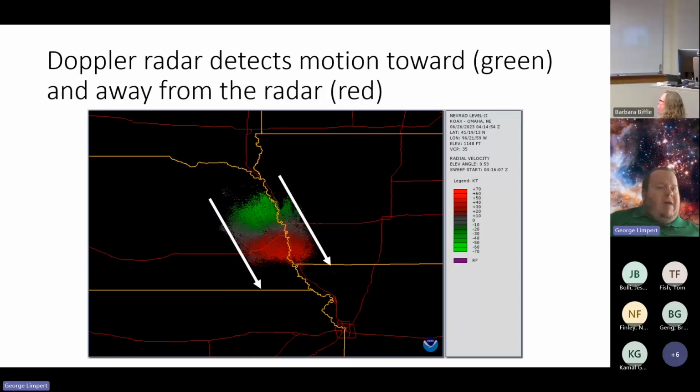And when we talk about Doppler radar, what Doppler radar does is it detects the motion of things, whether it's moving toward the radar or away from the radar. And that's going to be significant when we talk about distinguishing birds from insects. So what's going on here is the green is where things are moving toward the radar, and red is moving away from the radar. So there's a general north or northwest wind here as things are moving toward the radar from northeast Nebraska, moving into southeast Nebraska. And these are all just insects that are moving along with the wind. And that's what you're picking up here.